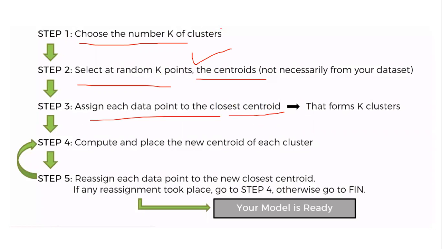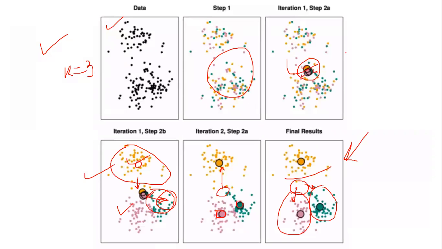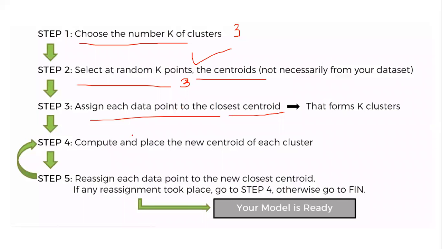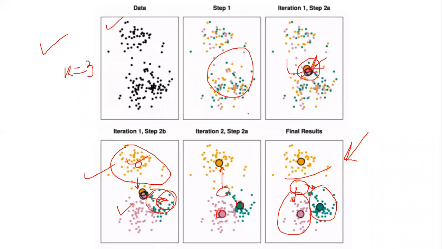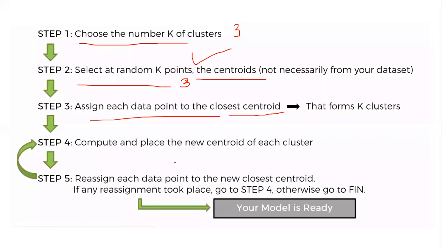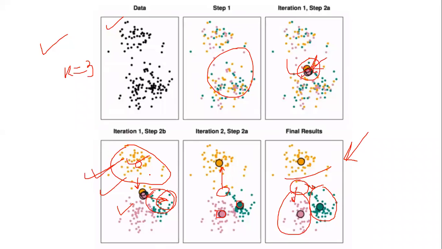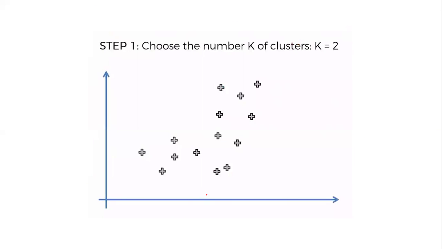Suppose in our example we took three clusters, then we assigned three cluster centers. In our case, it was the center at this center, right? I can assign it anywhere. Assign each data point to the closest centroid. So we assigned all the data points to the closest centroid in this particular step. Next, compute and place the new centroid of each cluster. Now we computed the new centroid and placed it here. This is the new centroid, new centroid, and new centroid, right?